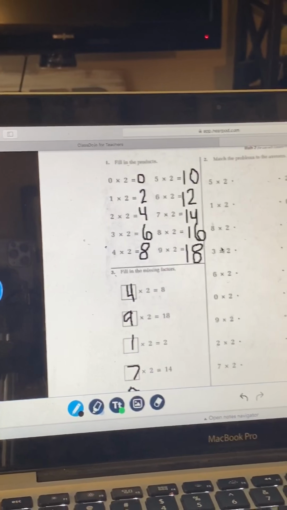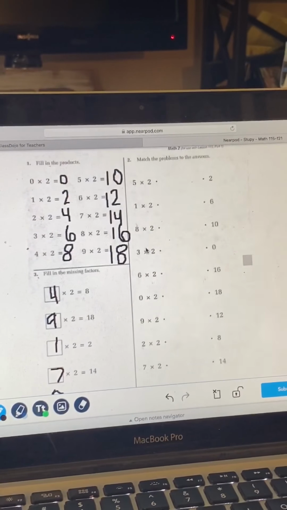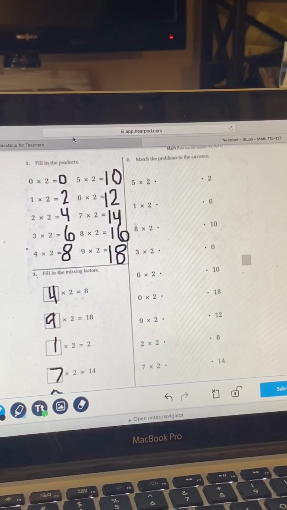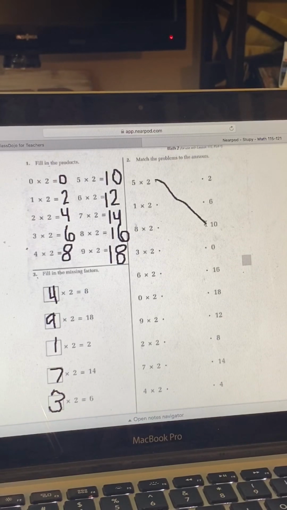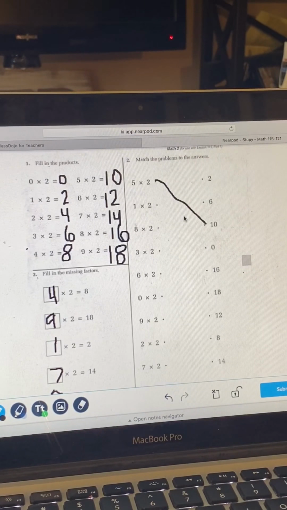All right, so then what I want you to do is you're going to do this by yourself. Let me scoot my thing over real quick. So you guys are going to match this up. So for example, 5 times 2. What's 5 plus 5? 10. So I'm going to draw my line from this to 10. So you guys are going to do this part by yourself and then click submit.